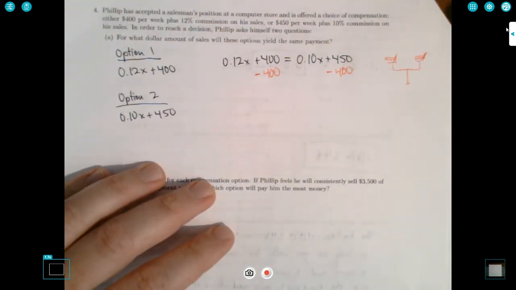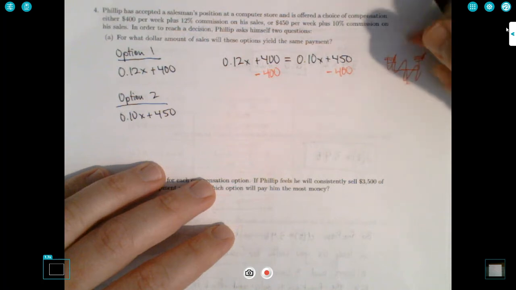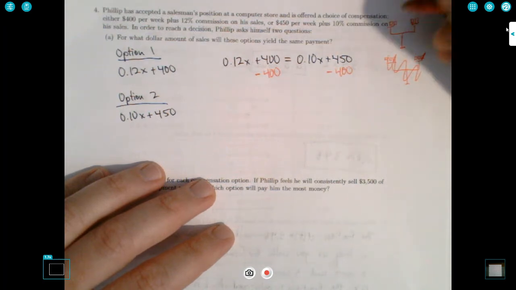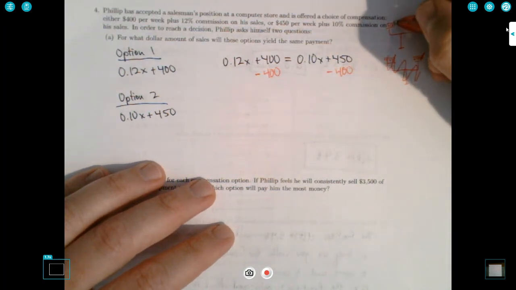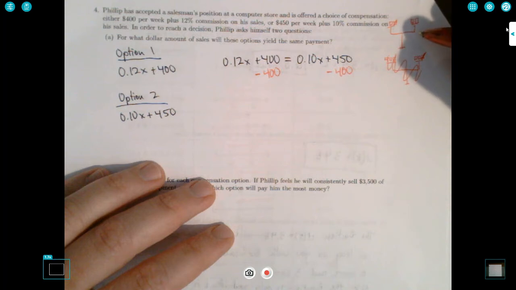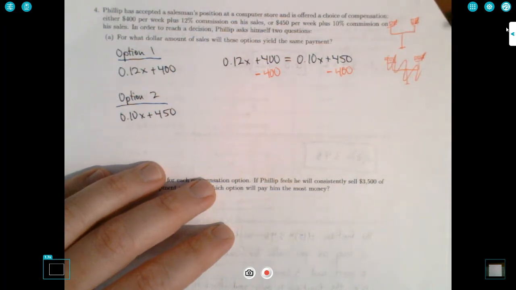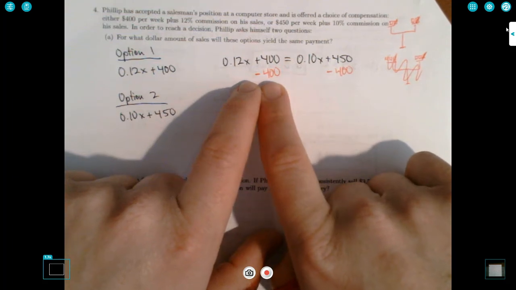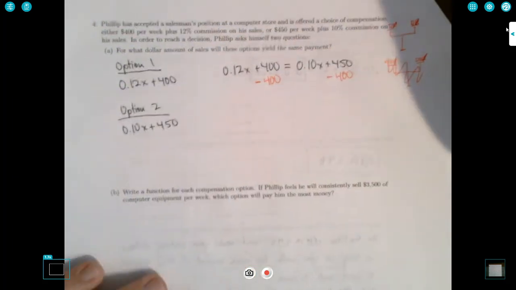Well, anyway, let me draw it again. So you've got your balance scale, right? You've got some number of items in balance with some number of items on the other side. Once you take one of these things off, it's going to get out of balance. This thing is going to go up and this side's going to go down. But if you take off the same amount on the other side, it's going to come back into balance, right? So the idea is I can subtract 400 from the left side of the equation as long as I subtract 400 from the right side of the equation as well.